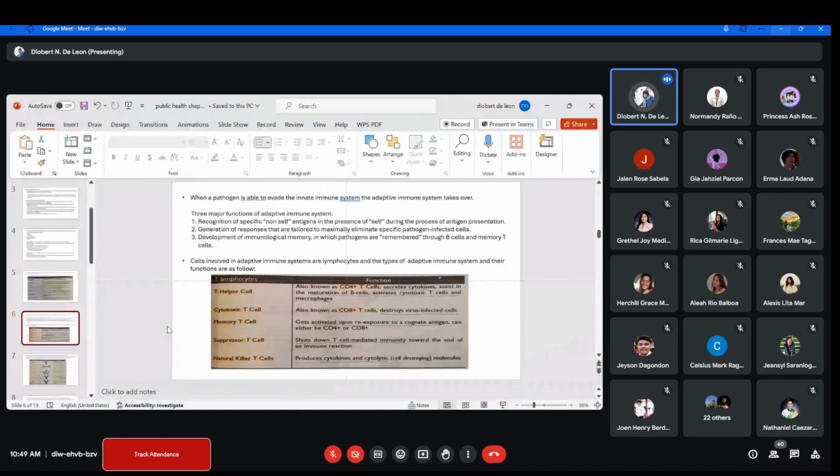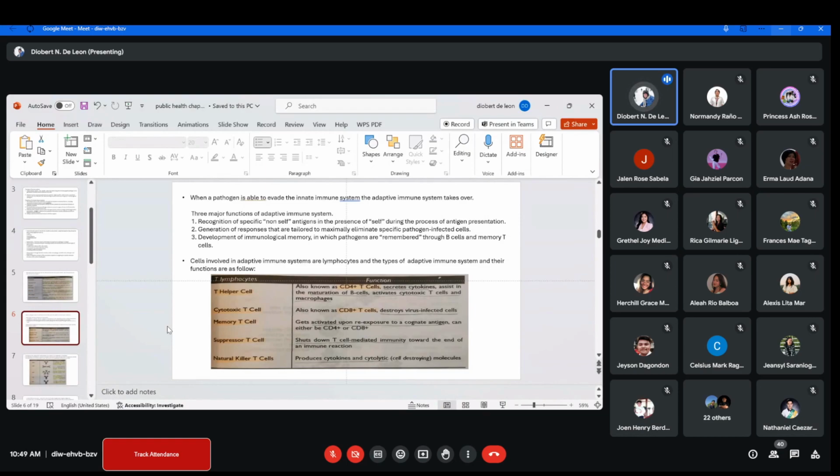CD means cluster of differentiation 4. No, meron din tayong tinatawag na CD8, that's cluster of differentiation 8. No? So first cytotoxic T cell, it's also known as CD8 plus T cells. It destroys virus infected cells. You also have your memory T cell here that gets activated upon a re-exposure of your antigen, no? And it can either be CD4 or CD8 plus.